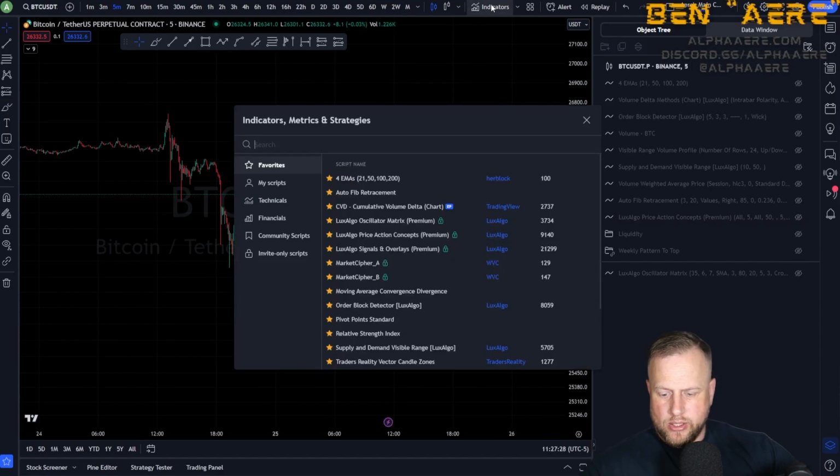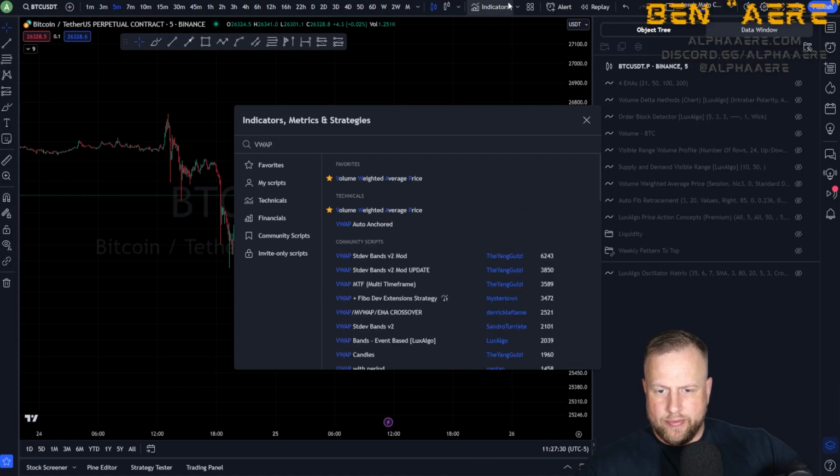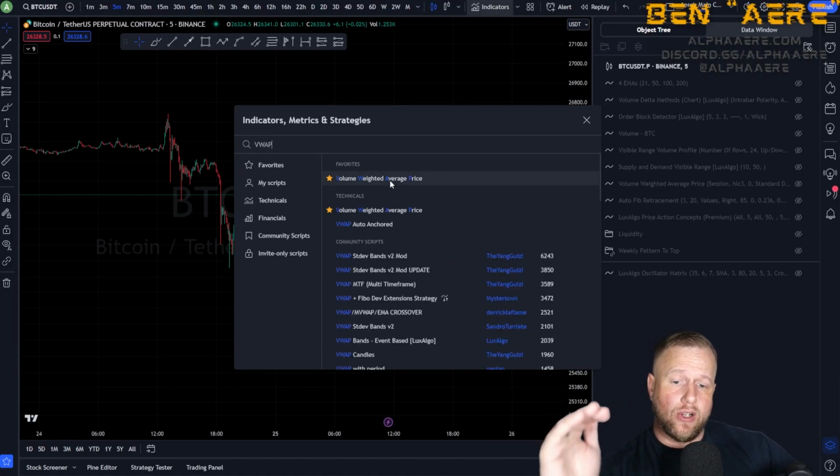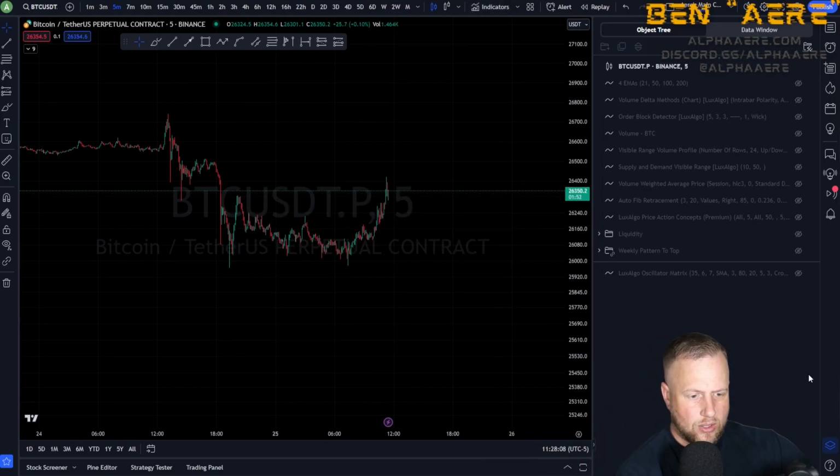The next one I like to use is the VWAP, the TradingView default VWAP, volume weighted average price. So just put in VWAP, favorite it, throw it on the chart. In your object tree, where you can just flip things on and off, and this is going to come in handy later.